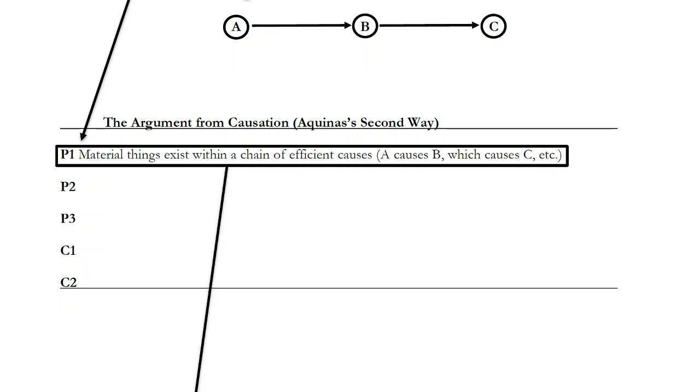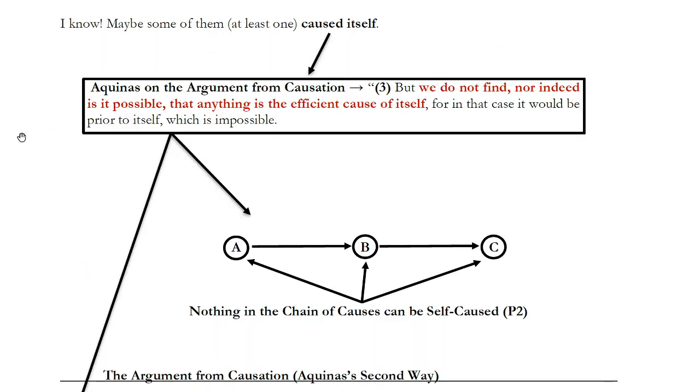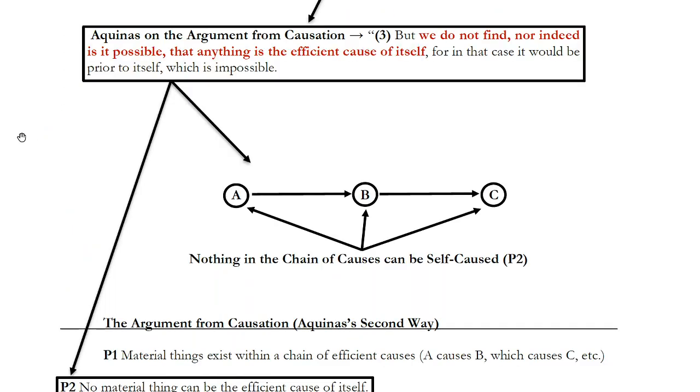So the second claim that Aquinas makes starts to get at this point. So he says the following: but we do not find, nor indeed is it possible, that anything is the efficient cause of itself.